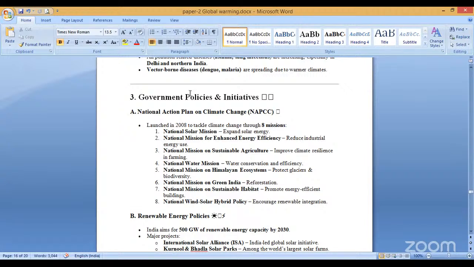Ecosystem: protect the glaciers and the biodiversity. National Mission for a Green India: reforestation. National Mission on Sustainable Habitat: promote energy-efficient buildings. National wind-solar hybrid policy: encourage renewable integration. Okay, then coming to the next one, that is the renewable energy policies.